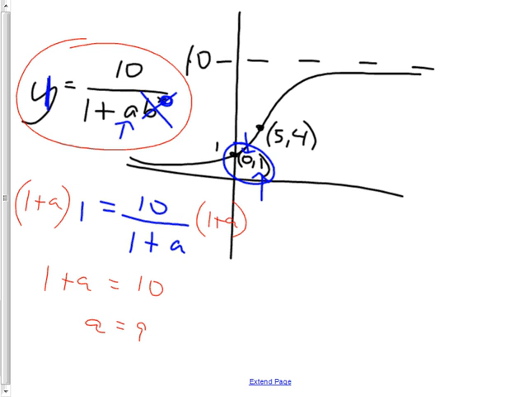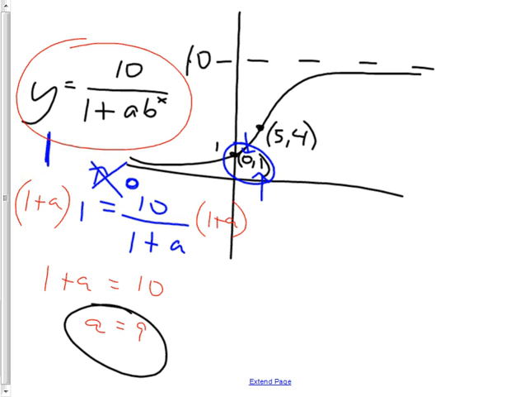used to, all I knew was the top number was a 10. Now I know the top number is 10, and now I know a. What is a? Right here. It's 9. So I can put a 9 right here. Now I've got almost the whole formula. What letter do I need to find next? B. In order to find the b, that's what this point is for.